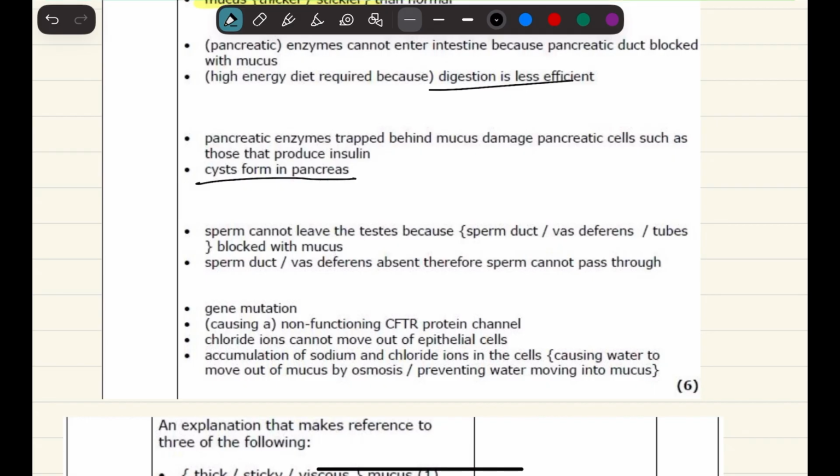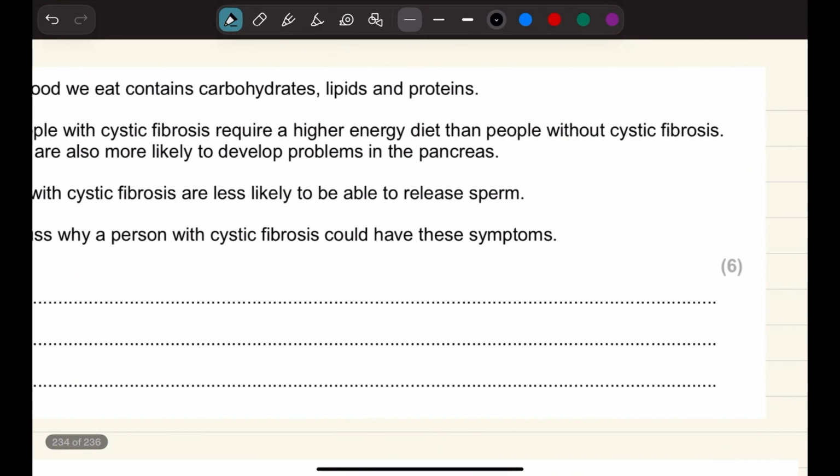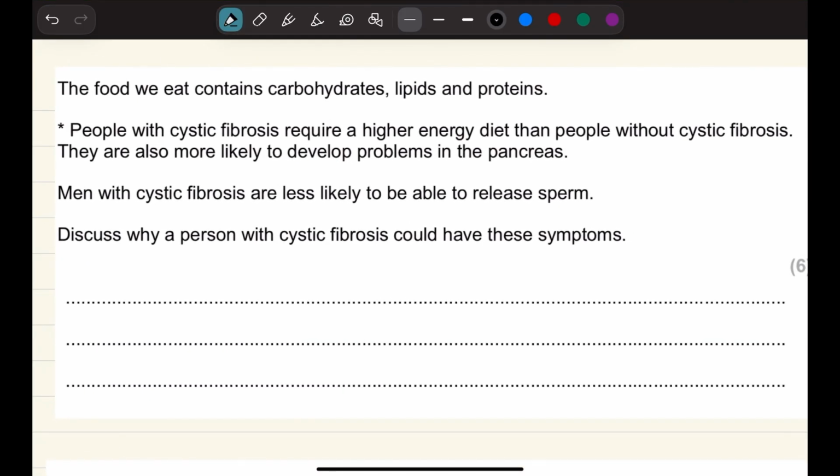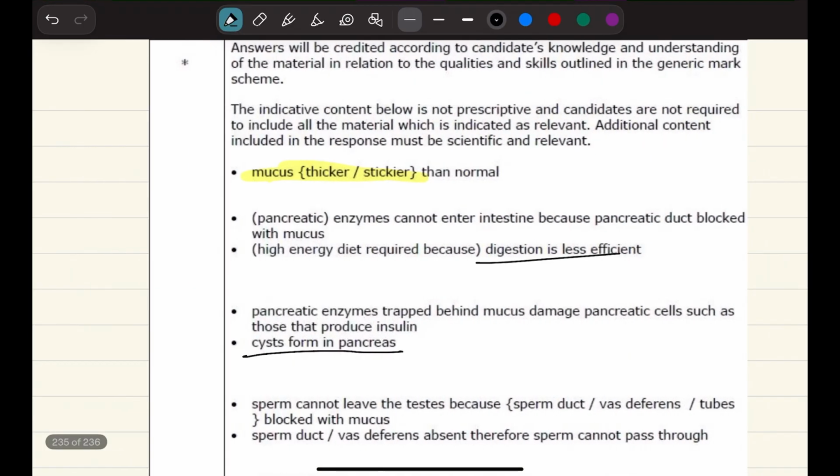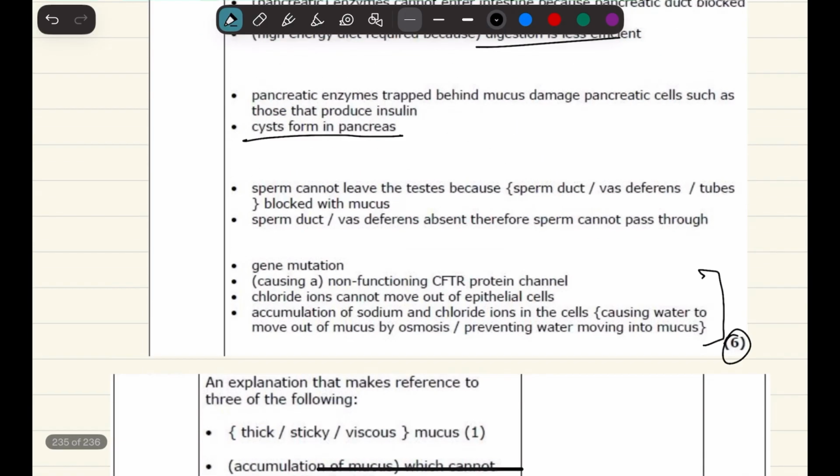And then the gene mutation, non-functioning CFTR, and this is a bit of explanation about what's going on. I think it's always nice to chuck in, especially when you had a 6-marker. I would just chuck in cystic fibrosis. We're talking about mucus. Why does it happen? Explain that. That's a bit at the end. And then the symptoms that they talked about with him was about the high energy diets and then also about releasing sperm. So just mention those 2. Didn't need to mention anything respiratory.